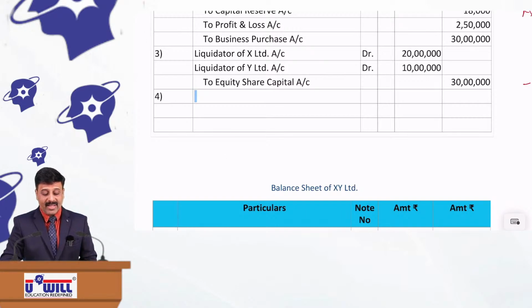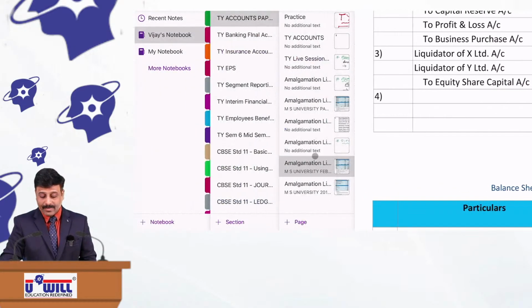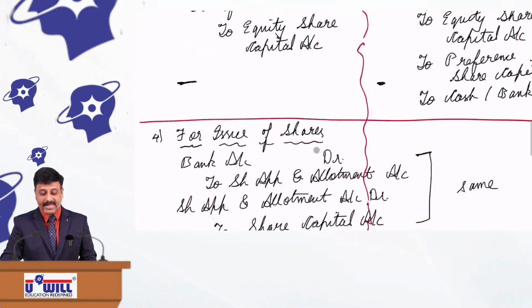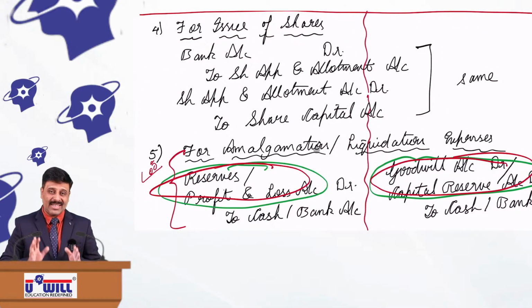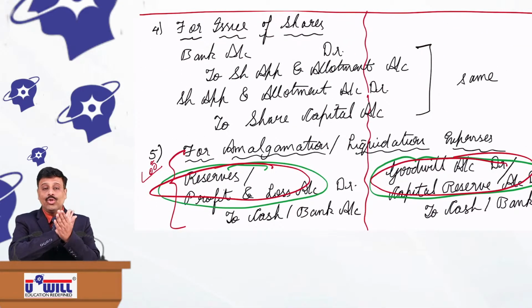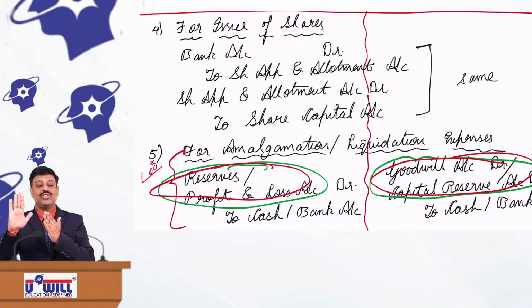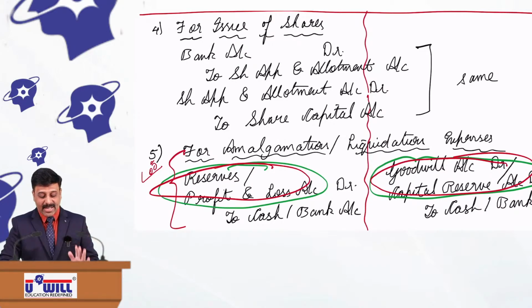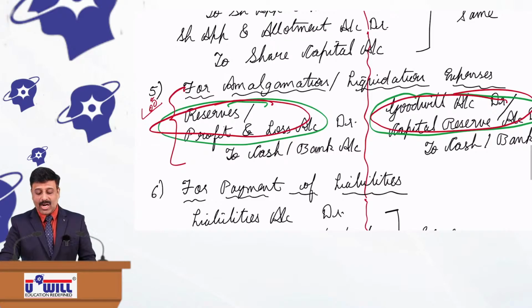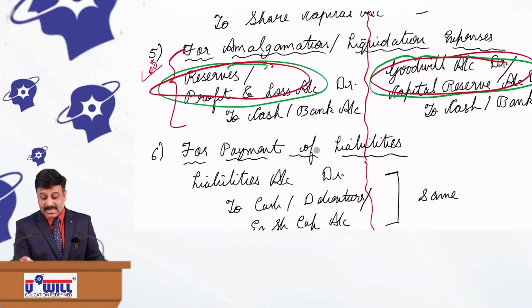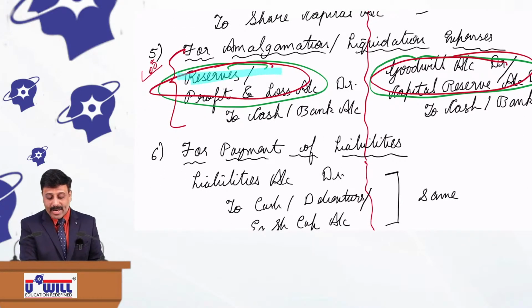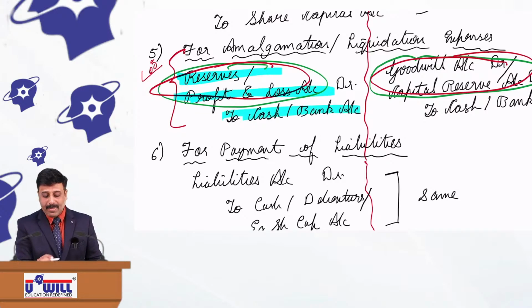Now over here, if you see, fourth entry we studied yesterday is for issue of shares. Now in this question, what we did right now, no shares are issued in the public. No shares are issued in the public. So this entry will not come. Fifth entry is for amalgamation or liquidation expenses, and that we have seen. Again, we have to adjust that amount with reserves or P&L to cash and bank.